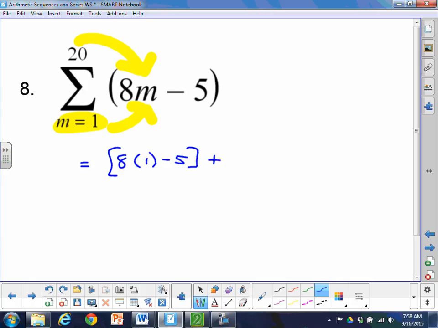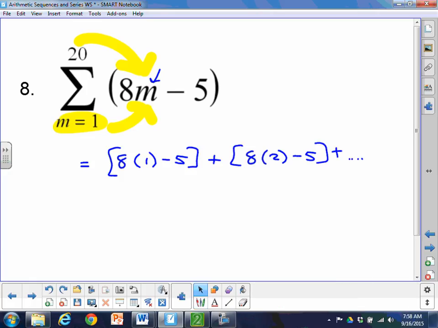The second term would then be 8 times 2 minus 5. So see, I'm just simply plugging in values for m, and I would go all the way up to 20, and I would add them all up. Okay, now the easiest way to do this is on your calculator. You can also use the formula I gave you before and find the 20th term, let me give you that formula one more time. So there's some options here.